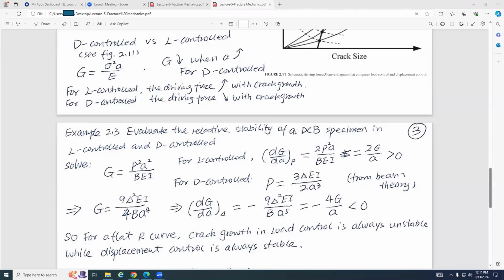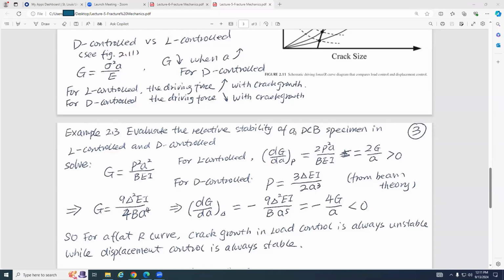Because the energy release rate is always positive and crack length is always positive, the change of G is always positive. However, for the displacement control, that's another story.